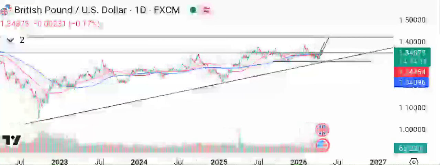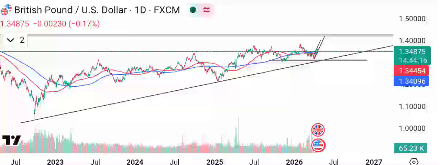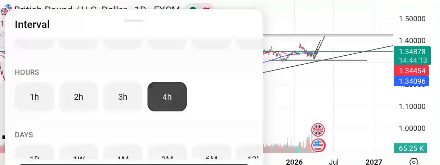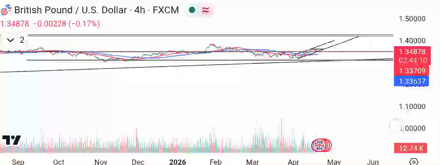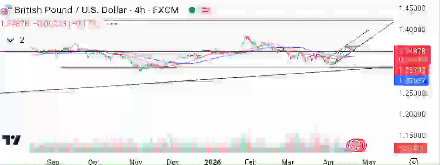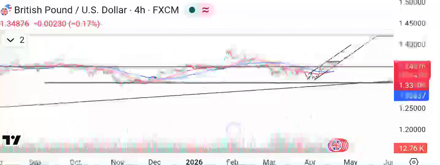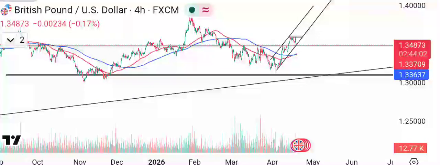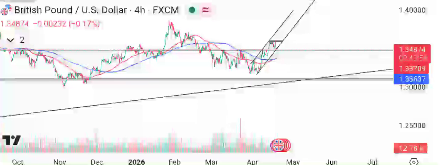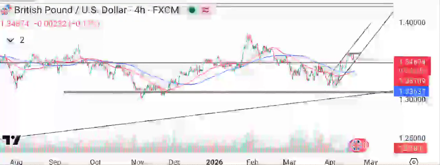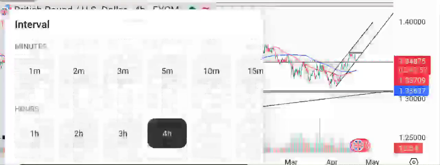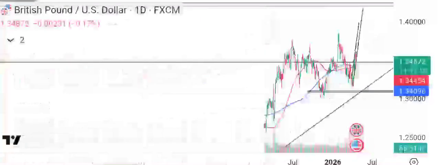So now let me narrow down to the 4 hours time frame. Okay, on the 4 hour chart, I hope you still understand it. This trend line here is the ascending trend line, the support line from the daily chart, which I highlighted. Then coming down here to the 4 hour chart. Okay, let me make it clear.